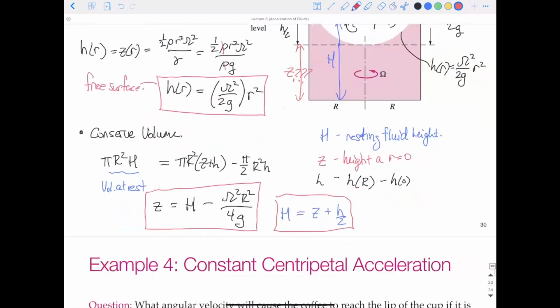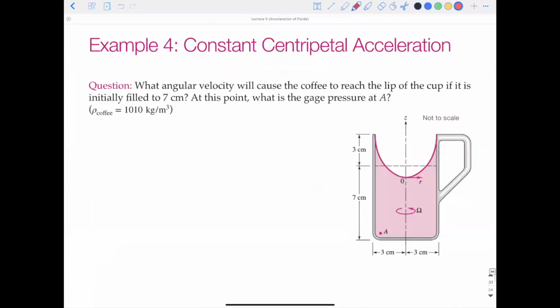So let's try to take that in and chew it up with an example. This is an example where we have a coffee cup, and it's asking what is the angular velocity that will cause the coffee to reach the lip of the cup? Basically, how fast do we have to spin this cup before, right at the instant that liquid would start to spill out the sides? It says it's initially filled up to 7 centimeters. And at this point, what is the gauge pressure at A? So right when it starts to spill, what's the gauge pressure at A?